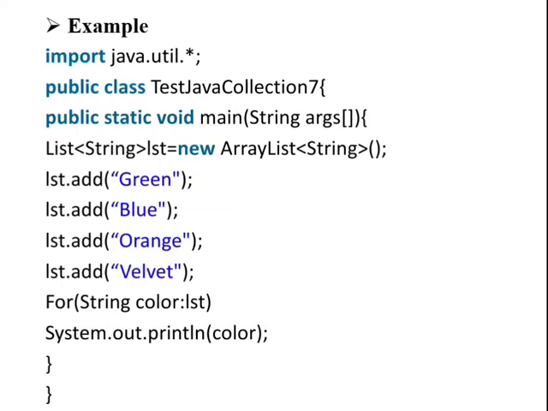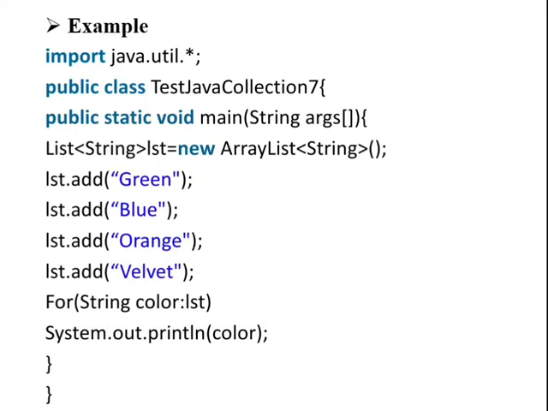Let us consider the program: import java.util, public class ListDemo, public static void main String args, List String lst = new ArrayList String. This is the syntax that is used to represent the ArrayList. lst.add green, that is we are adding green to the list. lst.add blue, we are adding blue to the list. The next lst.add orange, that is we are adding orange to the list. Then lst.add velvet, that is we are adding velvet to the list.